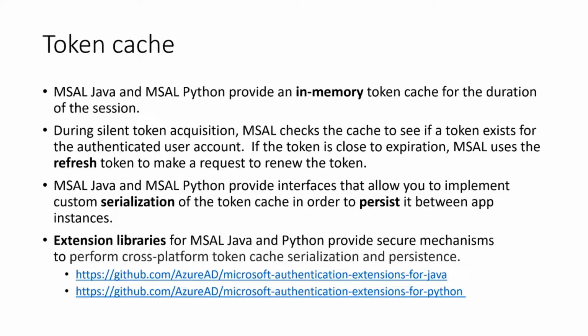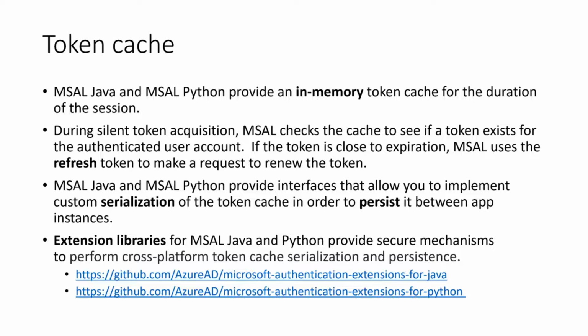So we just spoke about the token cache, so I'll quickly cover a little bit about it. The token cache provided by MSAL Java and MSAL Python are both in-memory token caches, and they last for the duration of the session. During the silent token acquisition that I just spoke about, MSAL will check in the token cache if there is a token that can be used for this user account.